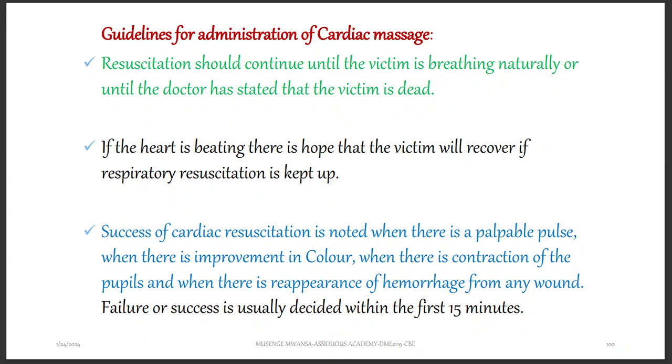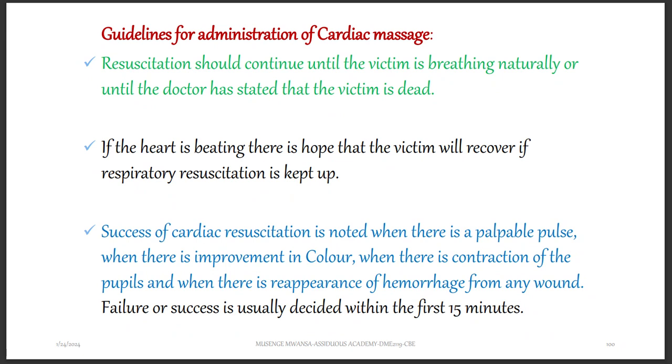Success of cardiac resuscitation is noted when there is a palpable pulse. So for you to know that the heart has started beating, you are going to be able to feel a pulse. You can check the carotid pulse. If you feel it, then you know that there is success. Also, when there is improvement in the color, we said that the person will have cyanosis, meaning a bluish color. If the color is improving, then you know that what you are doing is working. And when there is contraction of the pupils, and when there is a reappearance of hemorrhage from any wound, then you know that something is happening.